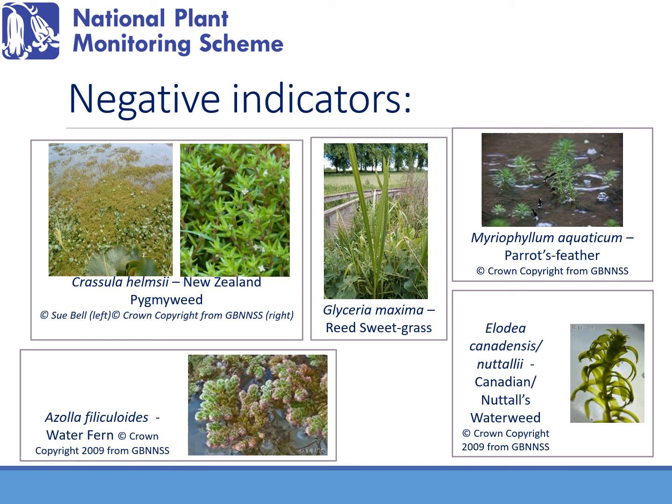This plant is called Crassula helmsii, or New Zealand pigmyweed. It's one of a number of introduced non-native species to Britain, and this is a very invasive species, and once you get it into a site it's very difficult to eradicate it. Part of its success is due to the fact that it can grow both in deep water as well as shallow water, and can grow on dry land, and this tolerance of different water levels means that it's able to spread between sites very readily.